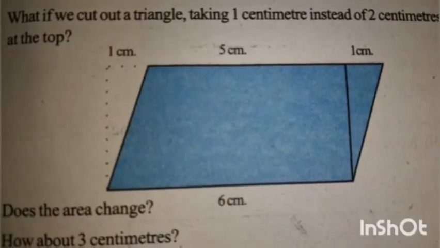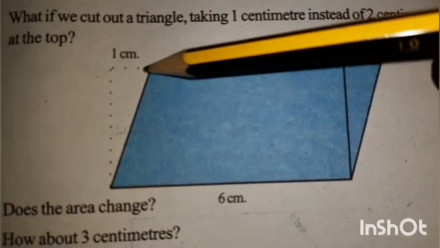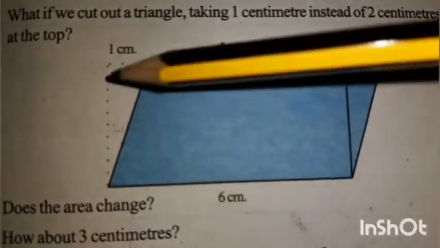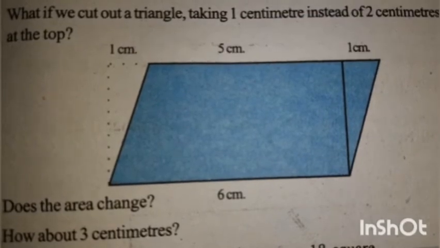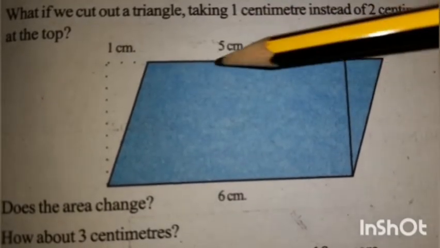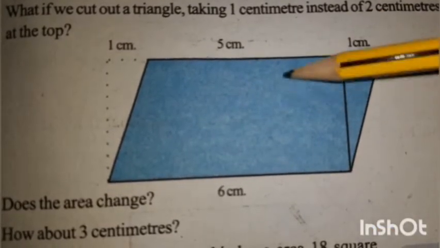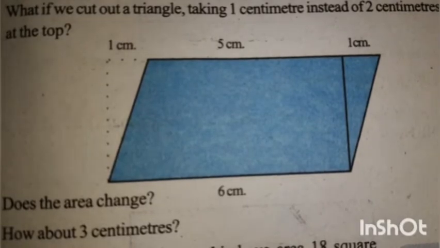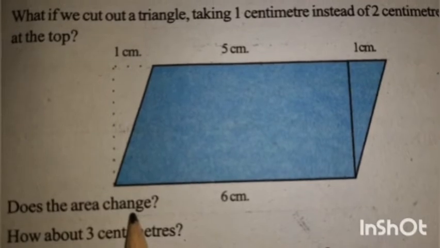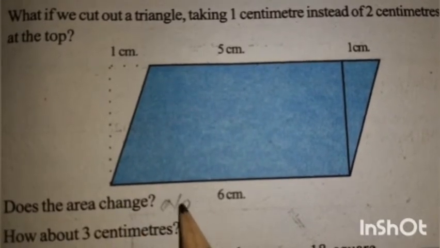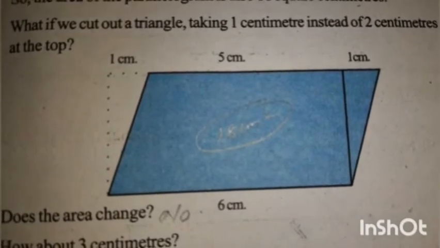And see this picture. If you cut out a triangle taking 1 centimeter instead of 2 centimeters, the previous 2 centimeter base, so instead of that we are cutting only 1 centimeter from the top, and we are rearranging, we are again getting a parallelogram of 6 centimeter length. The opposite sides are equal for a parallelogram, 6 centimeter. Does the area change? Any change in the area? No, there is no change in the area. The same 18 centimeter square is the area of the parallelogram.